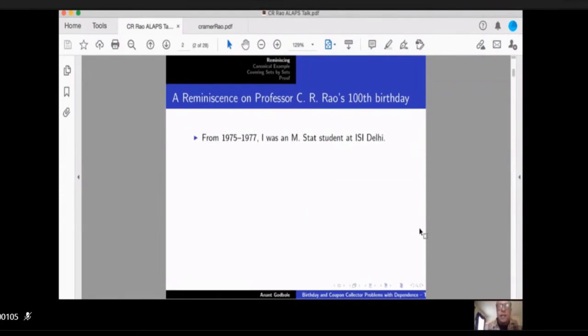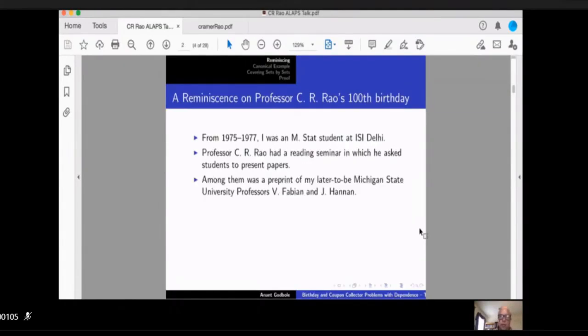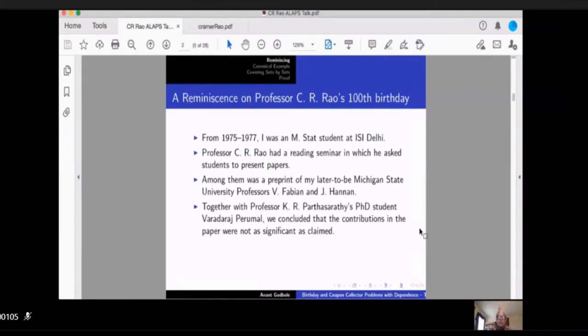So let me reminisce a little bit about something that came to my mind quite vividly. About 43 years ago, I was an MStat student at ISI Delhi. And Professor C.R. Rao had a seminar, or maybe it was a joint seminar, but he would assign papers which we had to read, understand and present. And one of the papers was on the Cramér-Rao inequality. It was a preprint actually, and I think it has changed since that time. Anyhow, it was written by my professors Fabian and Anant, my later to be professors, when I would go soon after that to Michigan State University for my PhD. And I got together with a PhD student, Varadaraj Perumal, who was a student of Professor KRP. And we concluded together that the contributions in the paper were not quite as significant as claimed.